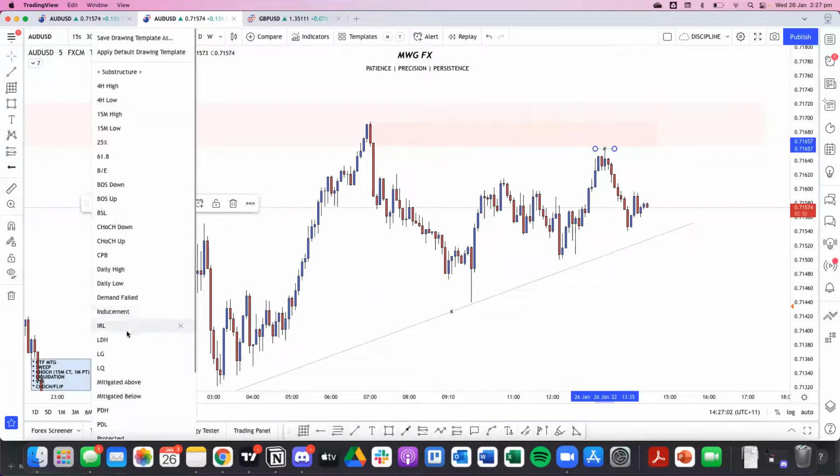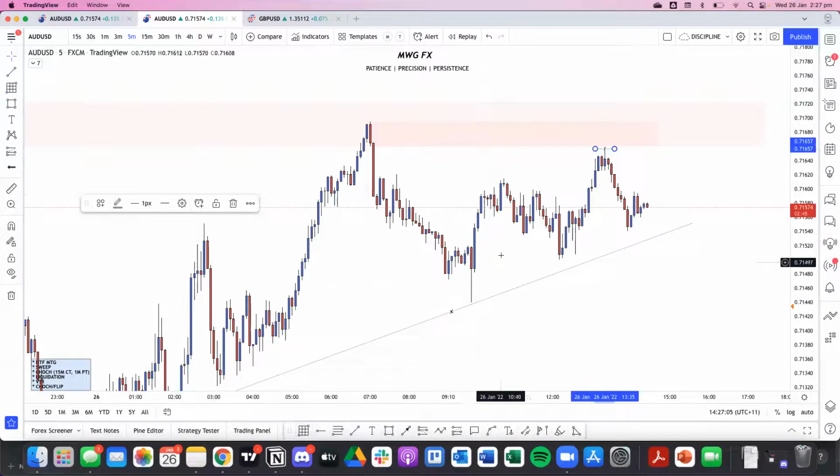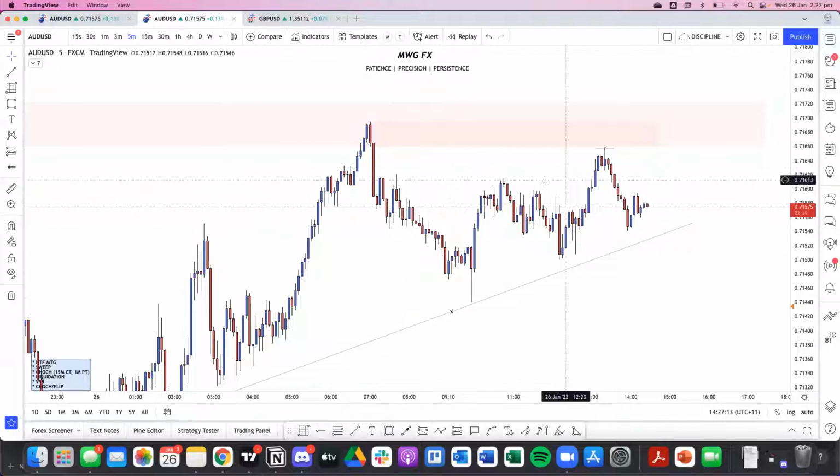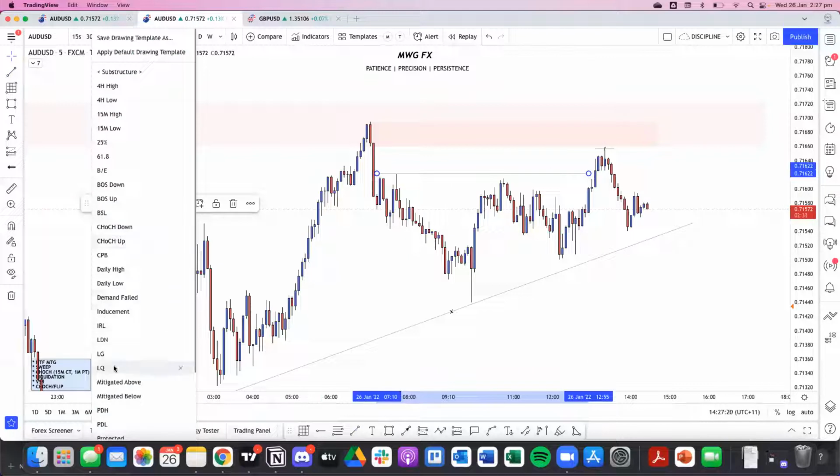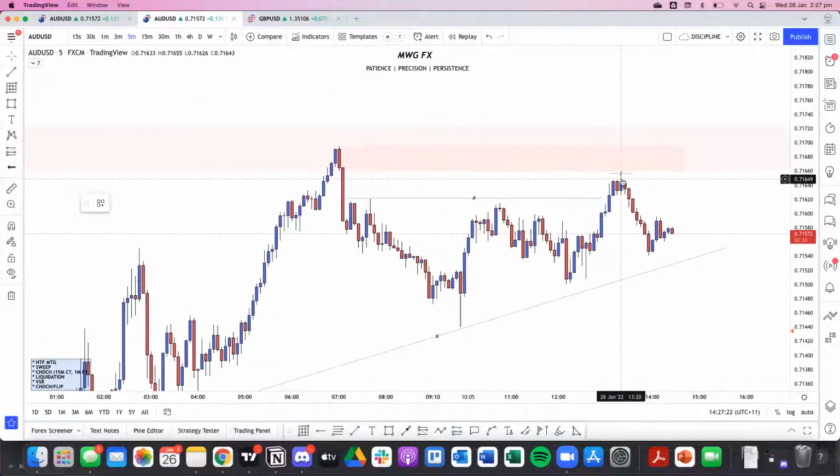Let's keep this consistent. This is actually inducement. And this was the liquidity, which has actually been swept. So this is actually important here as well, because this zone actually swept the liquidity above these equal highs. So all through here, liquidity. Okay, we have inducement above.